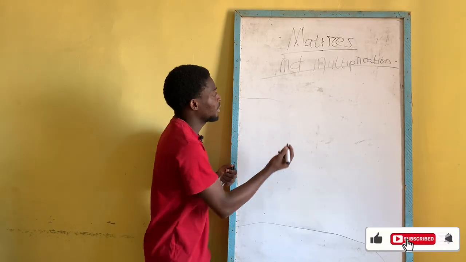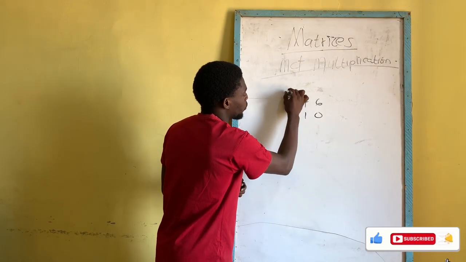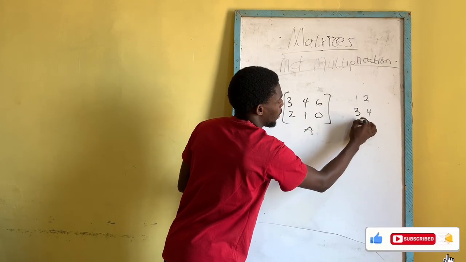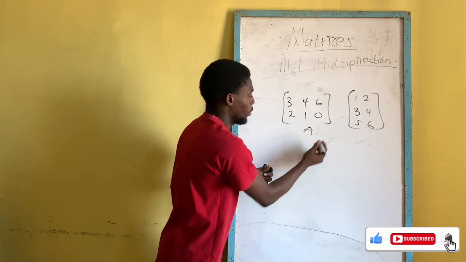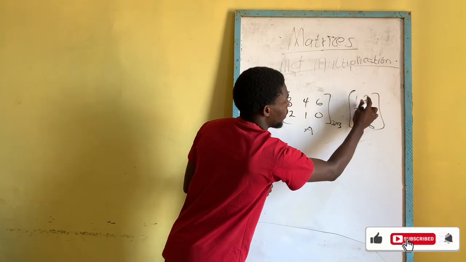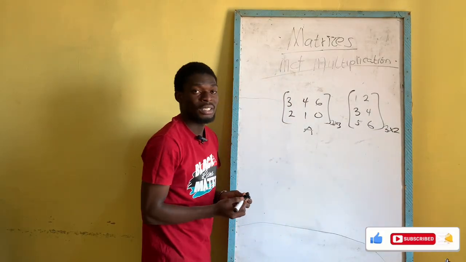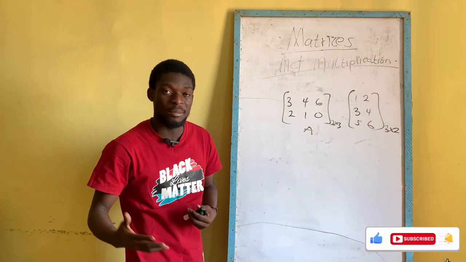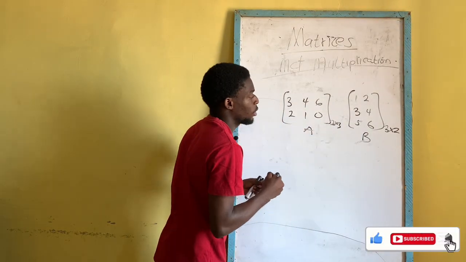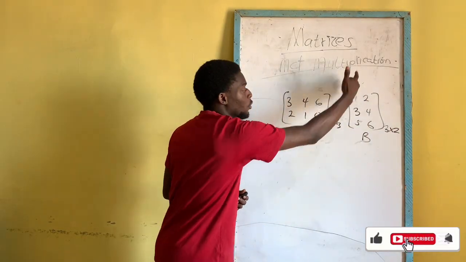which is matrix B. Now let's look at this example. Assuming we have 3, 4, 6, 2, 1, 0 as our matrix A, then matrix B to be 1, 2, 3, 4, 5, and 6. By dimension, matrix A is a 2 by 3 matrix, which is a rectangular matrix. Then for matrix B we have first row, second row, and third row. So we have a 3 by 2 matrix. As I said, matrices are defined by their dimension. So matrix A is a 2 by 3 matrix, whilst matrix B is a 3 by 2 matrix, because it has 3 rows and 2 columns.